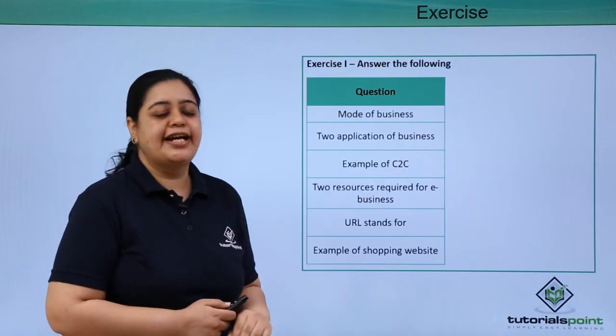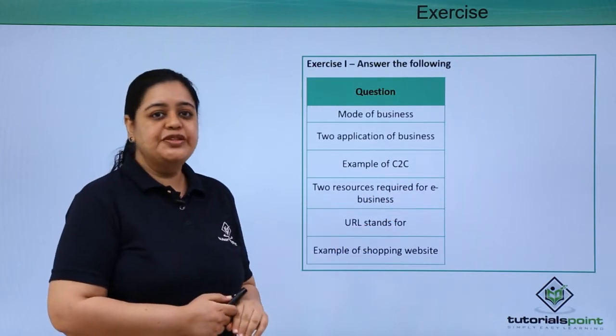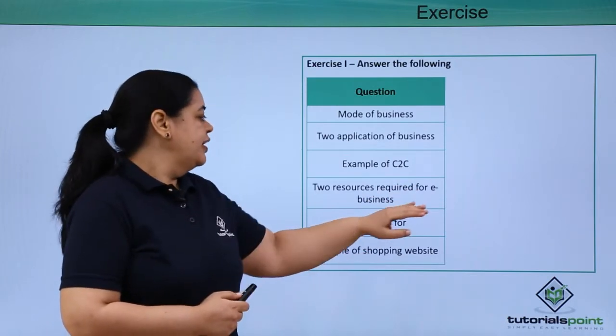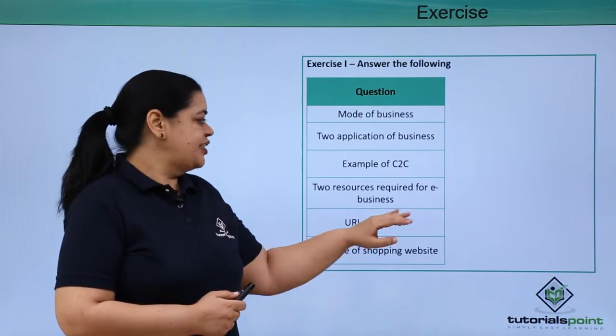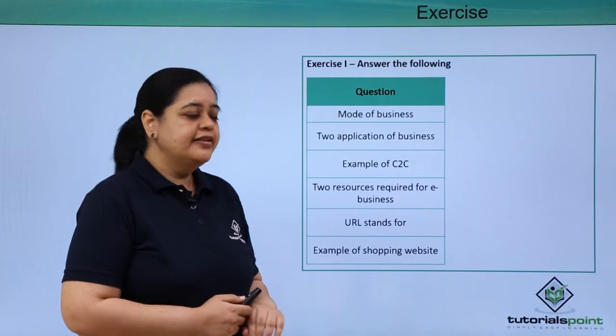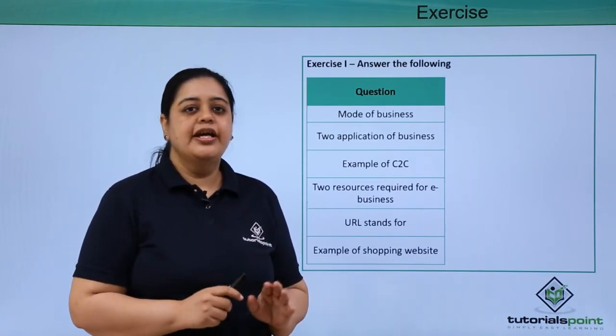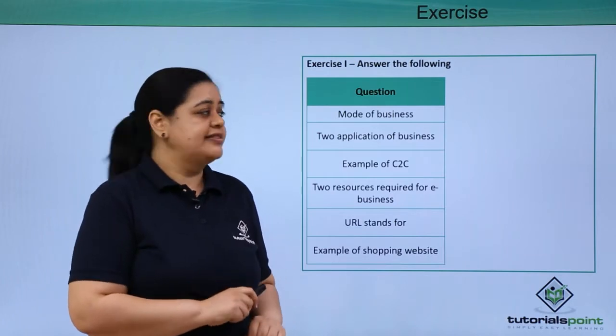You need to give an example of two applications of businesses, an example of C2C, that is consumer to consumer. Then you need to say two resources which are required for e-business. What is URL? Okay, and then an example of a shopping website. Okay, now let's see what are the answers.